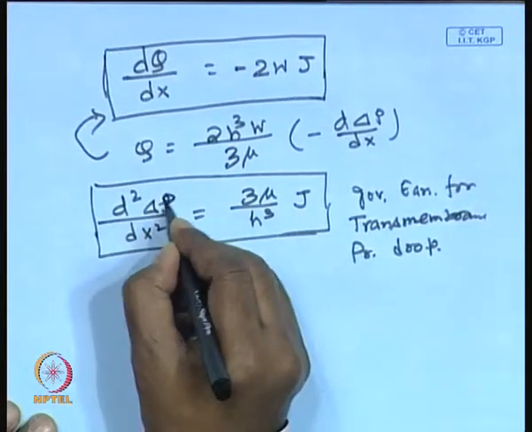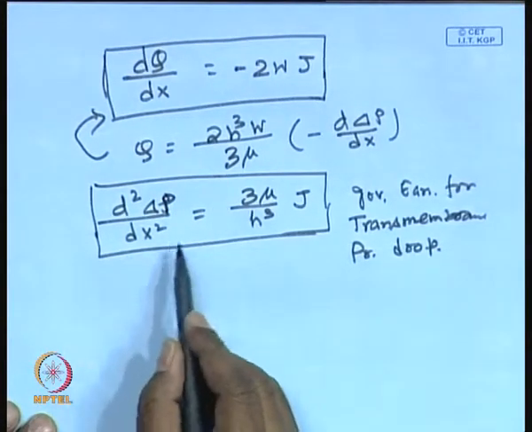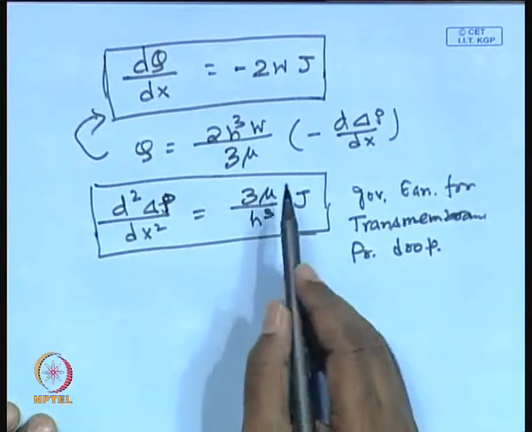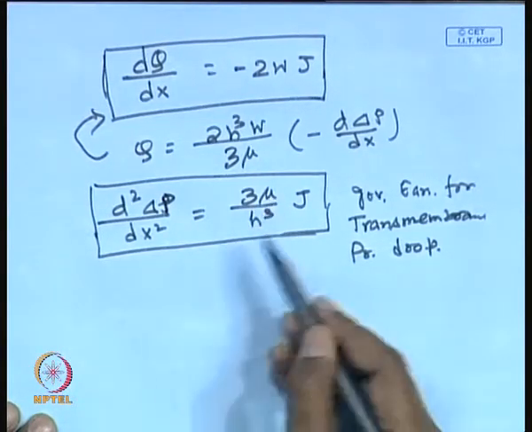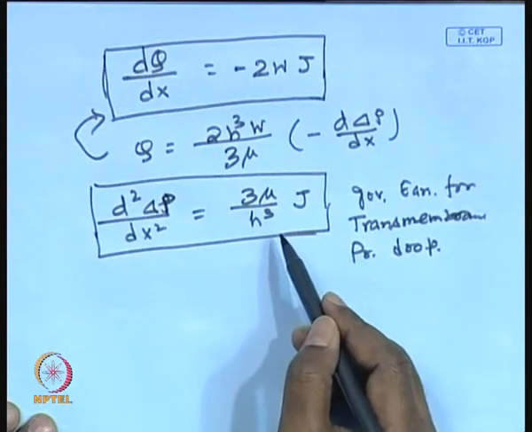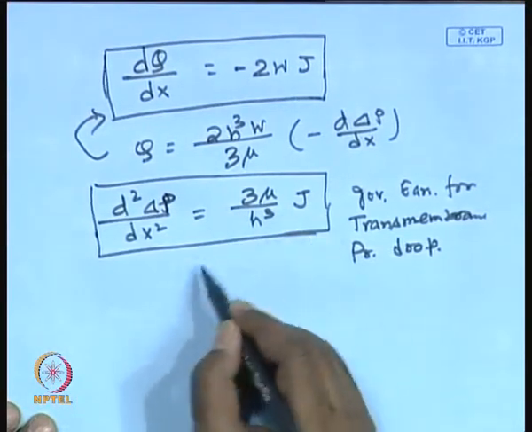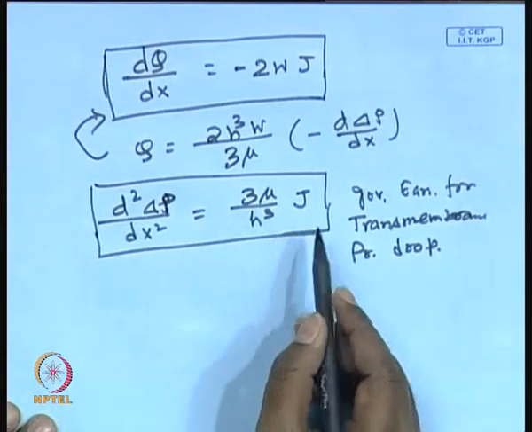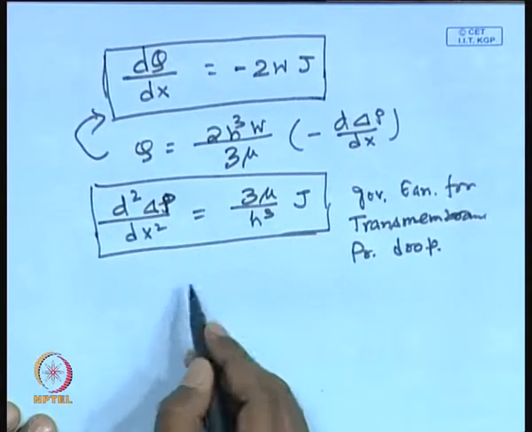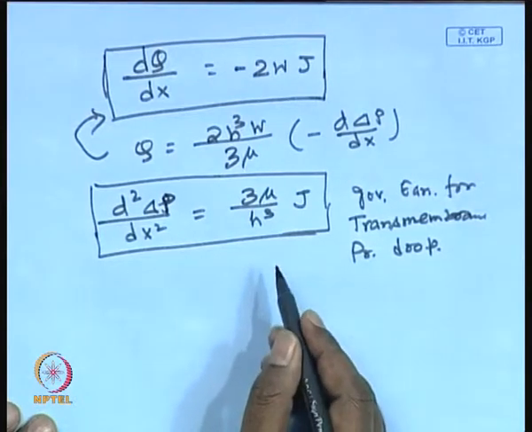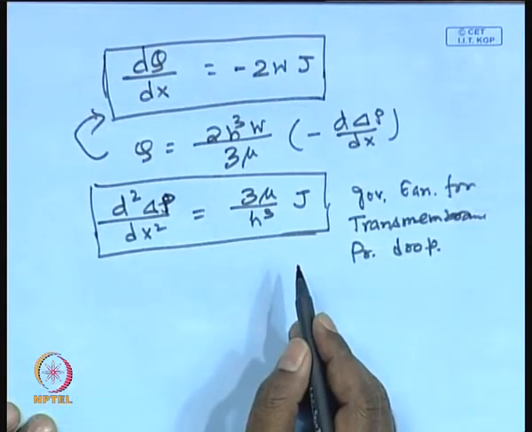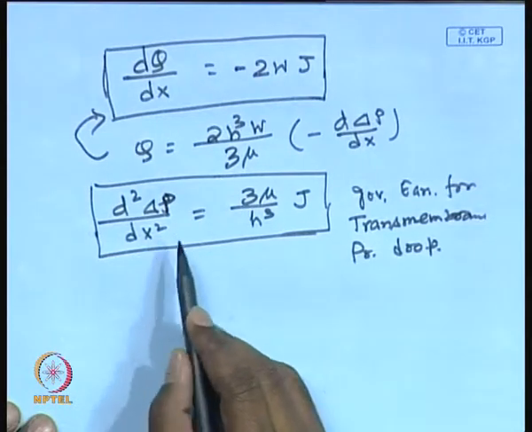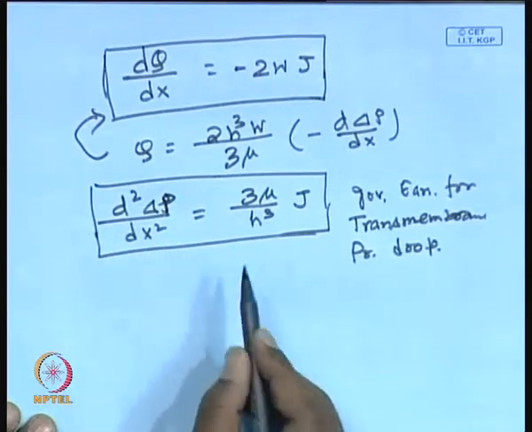Now, what is this? If j is constant, and for this particular case we are considering j is constant, mu is a property which is assumed to be constant, and h is the dimension, then according to our assumption the right hand side becomes a constant. Therefore, this equation has to be solved, and it is very easy to solve. You require two boundary conditions to solve this equation.